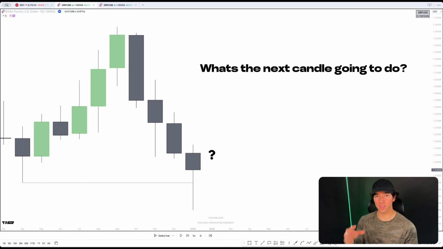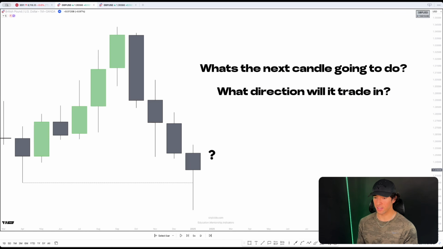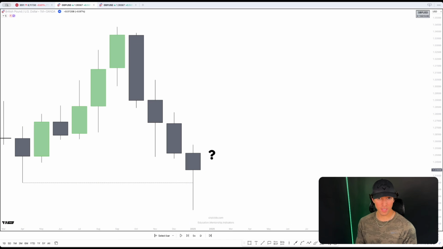How can we predict what the next candle is likely going to do? What direction will it trade in? Is this PD array likely going to hold or not? The answer to all these questions can be found through one candle. With one candle, we can anticipate what the next candles are likely going to do.